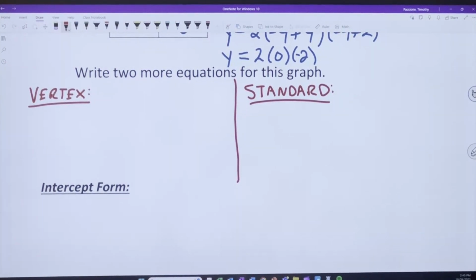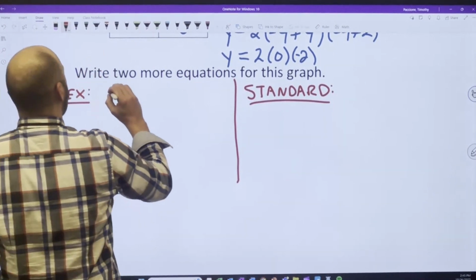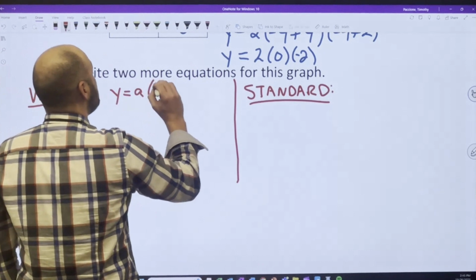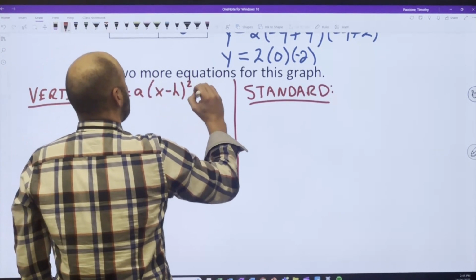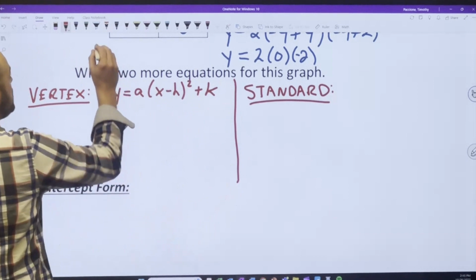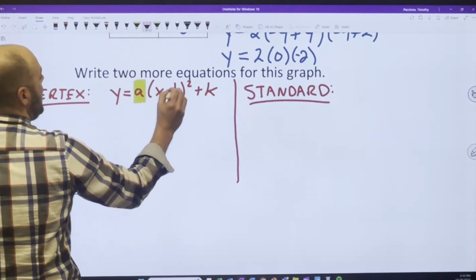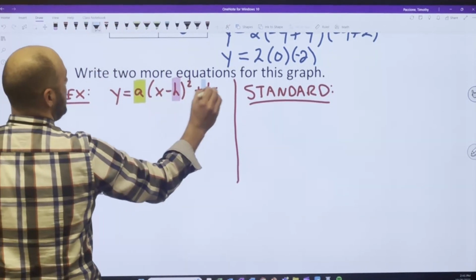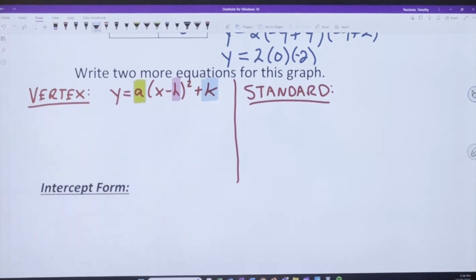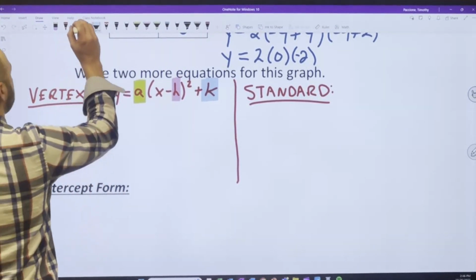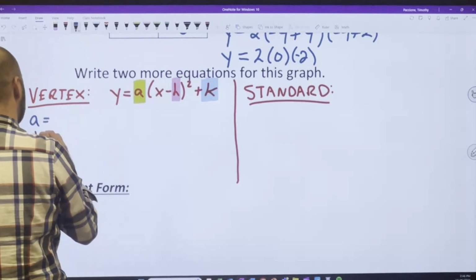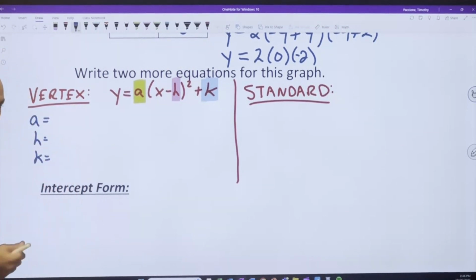So, vertex, right? We need to just grab our vertex. We know our A. We plug that stuff in, right? Vertex form is y equals A times x minus h squared plus k. So we need these 3 pieces. A, h, k. Okay? All right. A equals, H equals, K equals, right? We did this on the homework, right? We just need to pull those pieces, right?